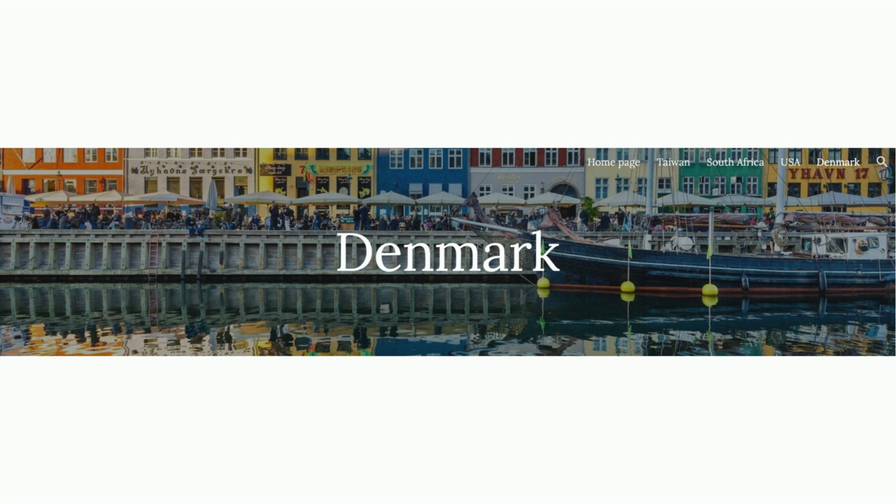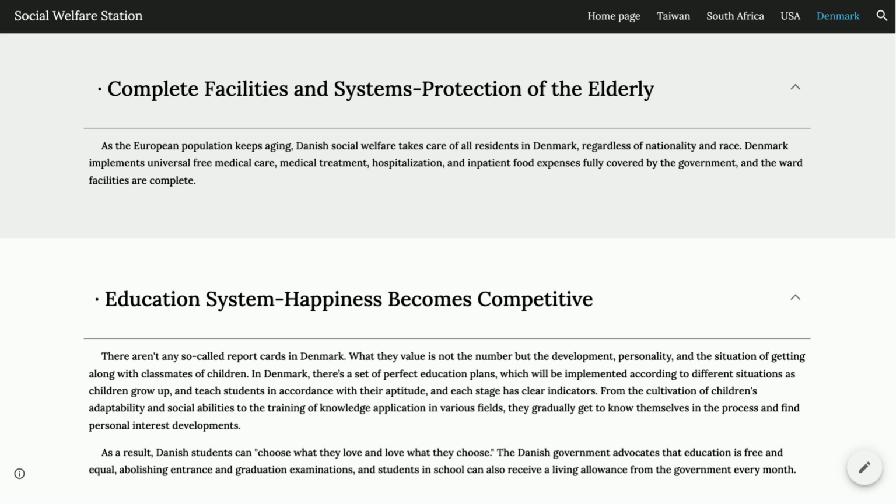Last but not least, let's talk about Denmark. Social welfare in Denmark is divided into elderly welfare, education system welfare, healthcare welfare, and child welfare. The population growth rate in Europe is getting higher and higher. In response to the aging society, the Danish government has also developed a set of elderly-friendly welfare measures.